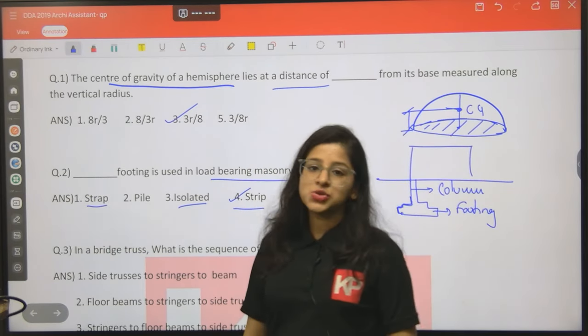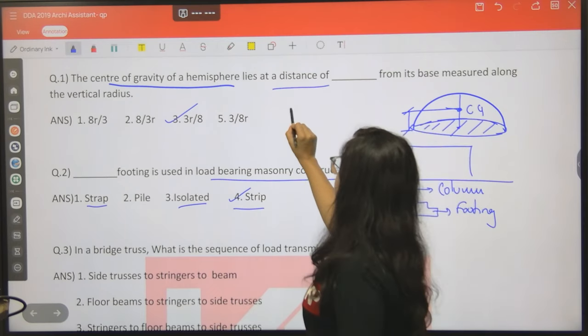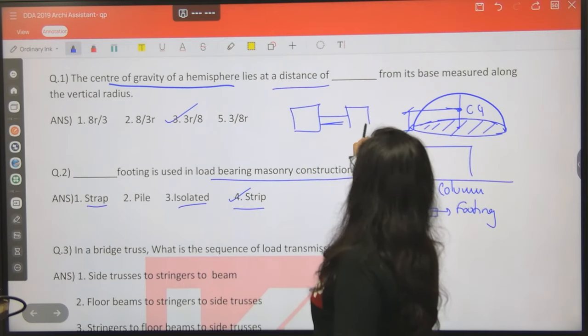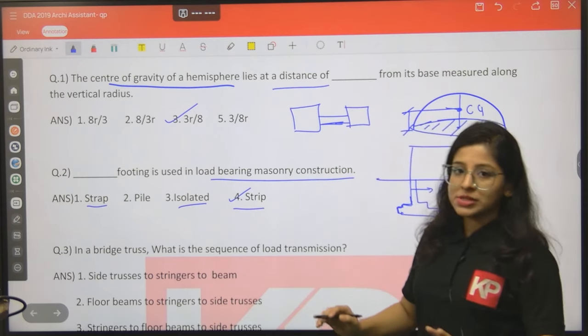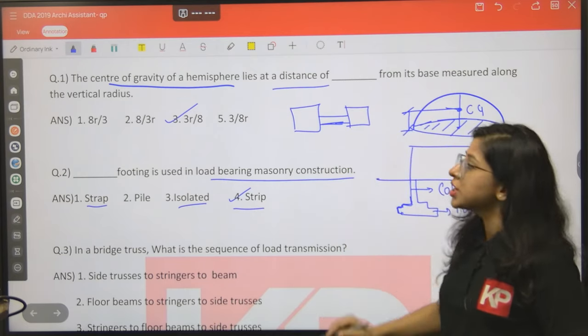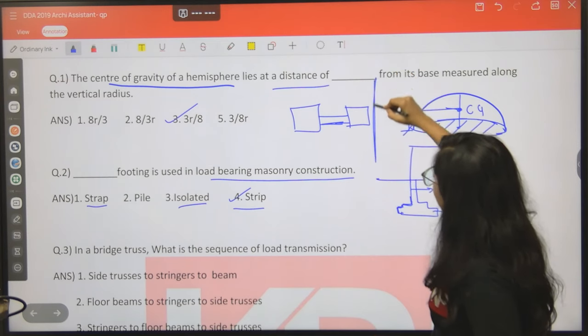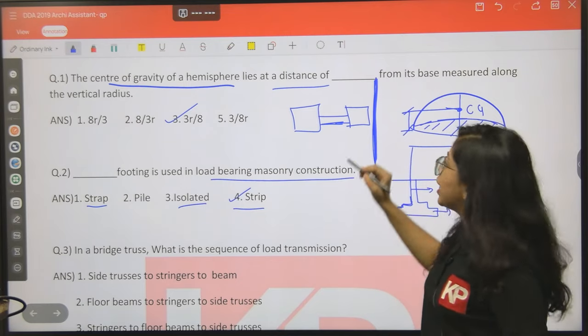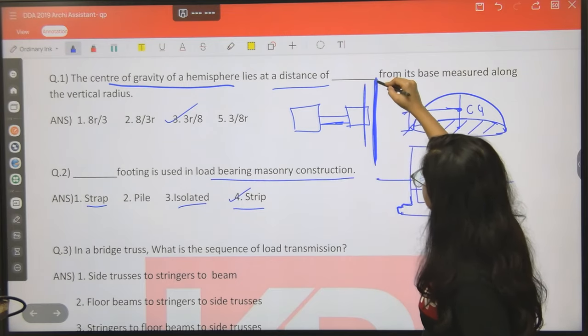Again, strap footing is what? In a strap footing, you have two footings. You have one footing like this, and you have a strap beam and then another footing. So basically, strap footing is generally used when, let's say this is the boundary line of your plot and this is your building. Let's say this is the building and this is your boundary.